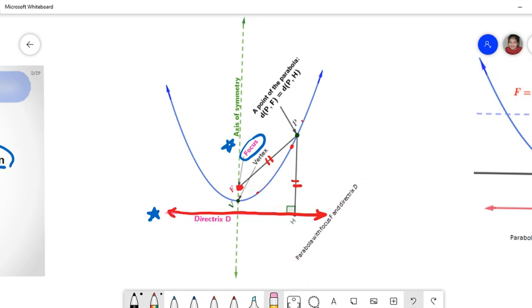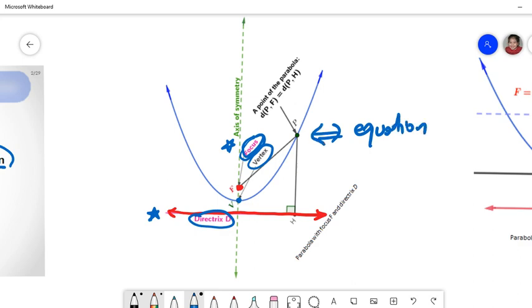So the key concepts here are, as I said, focus, directrix. This is focus. And the other thing is we call it vertex here. This is another one. This is vertex. So our goal is to find the equation of it. Then from the equation, we should be able to tell the focus and the vertex and the directrix.